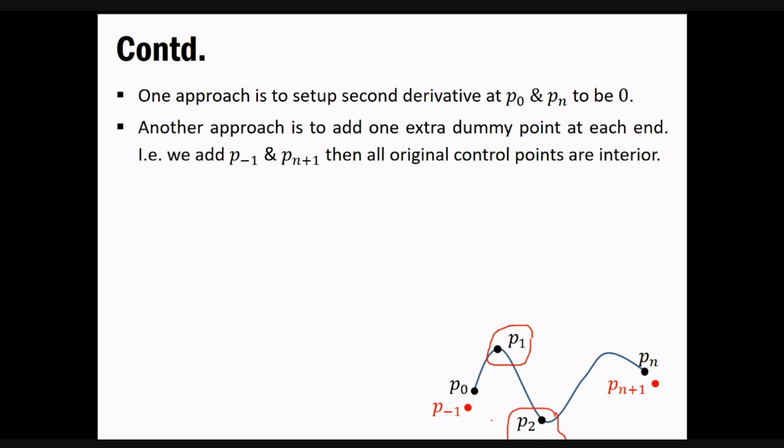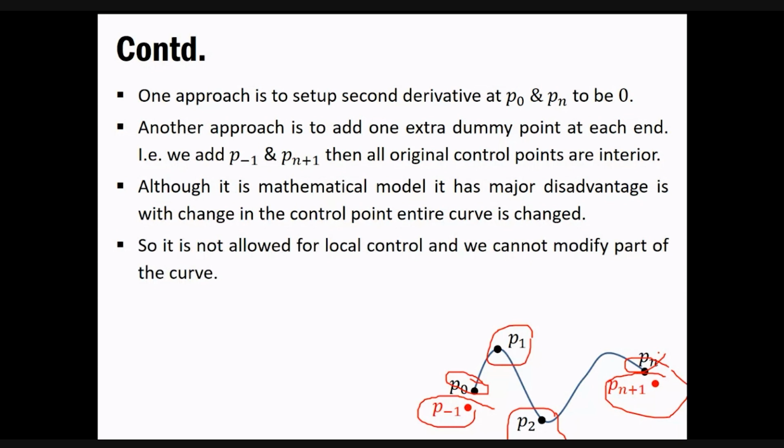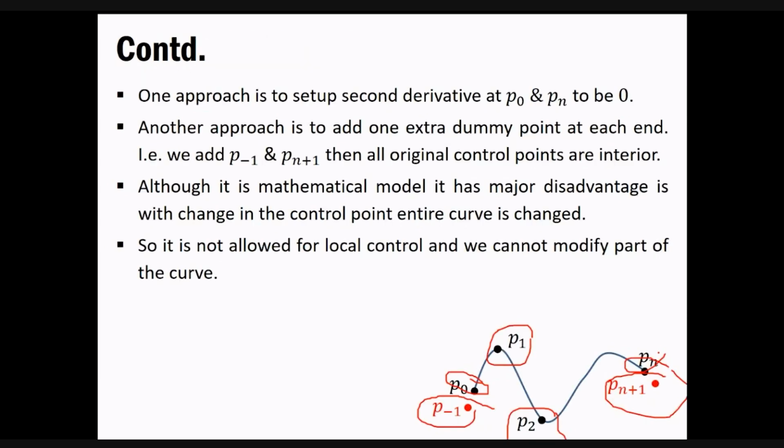Another thing you can do is add these dummy points, that is p minus 1 and pn plus 1. Then it will search for all of the control points that are interior. Since we have kept two dummy points, now these four things will become our interior points, and it can be done. Although it is a mathematical model, it has a major disadvantage. With a change in the control point, the entire curve changes. So if we are not able to make out something very correct or accurate, then your curve will also be different. So it does not allow local control and we cannot modify part of the curve. So this is to be understood.